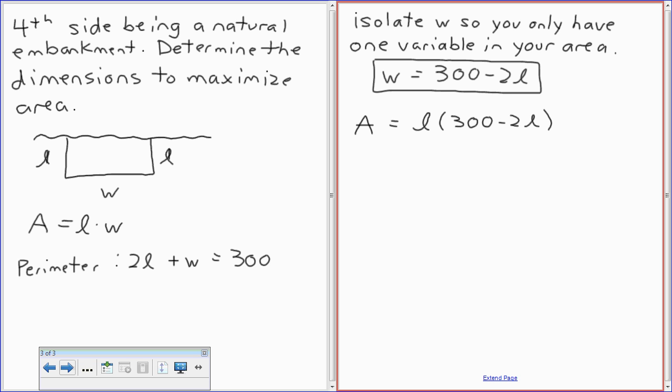Emma, what would you have to do? Foil it out, sounds good to me. So I'm going to say my area equals 300L minus 2L squared.